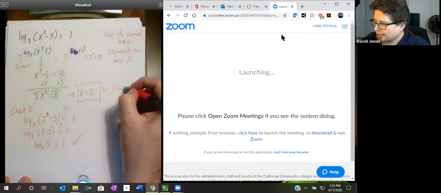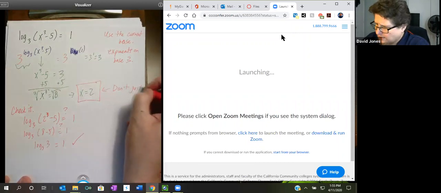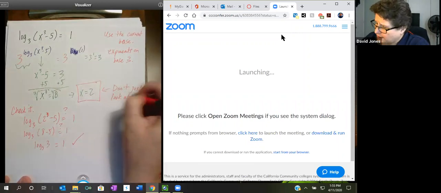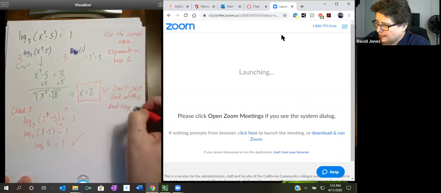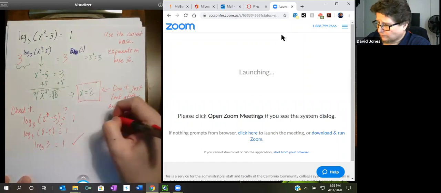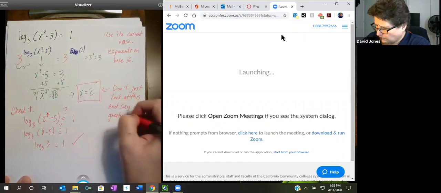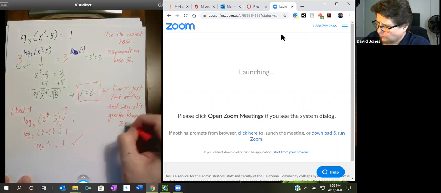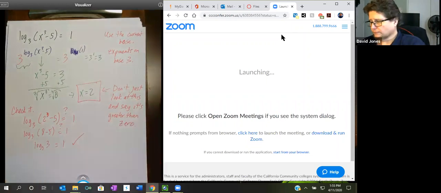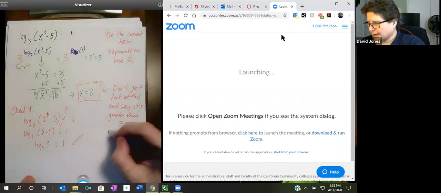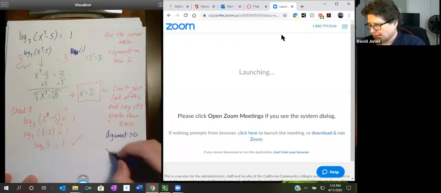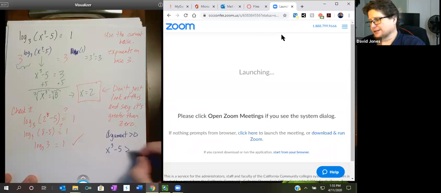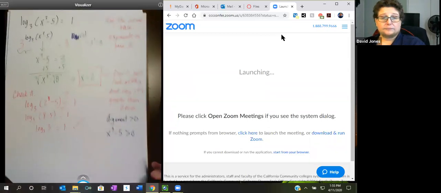Don't just look at this and say it's greater than 0. The argument had to be greater than 0. X cubed minus 5 had to be greater than 0. Okay?